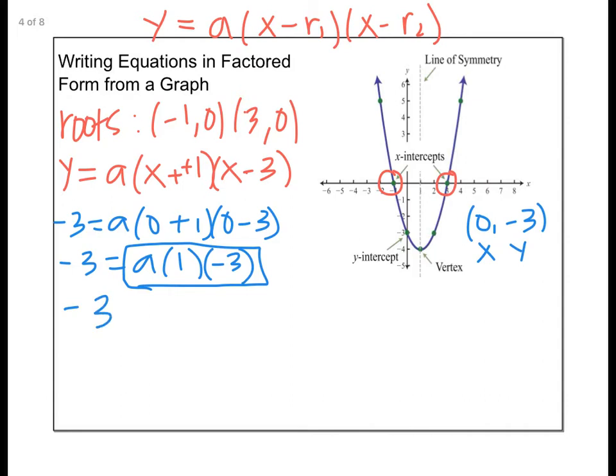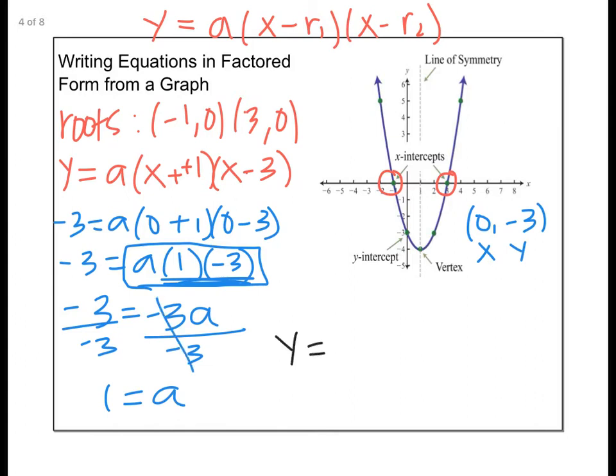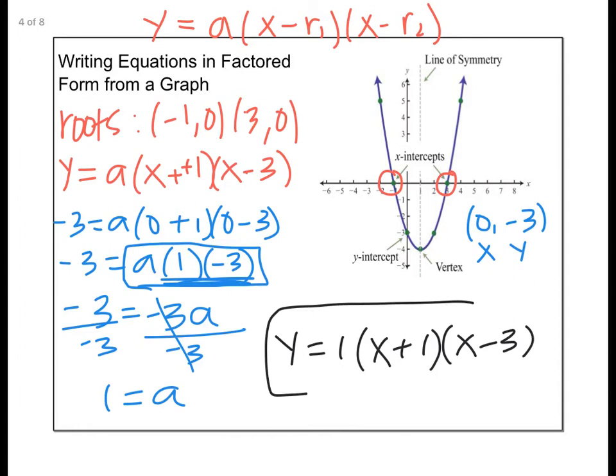So the 1 times -3 would give me -3, so I'm going to put it out front, times a. And I would divide by -3, and I get a is equal to 1. So my final form of my equation would be y is equal to 1, (x plus 1)(x minus 3).